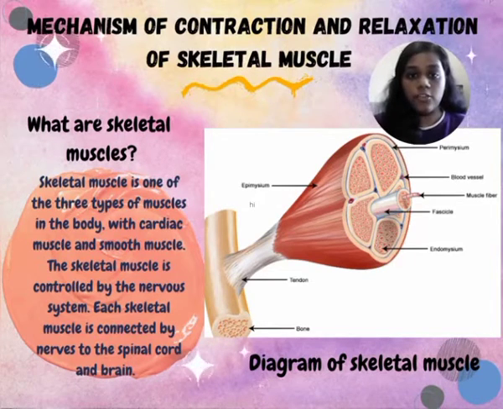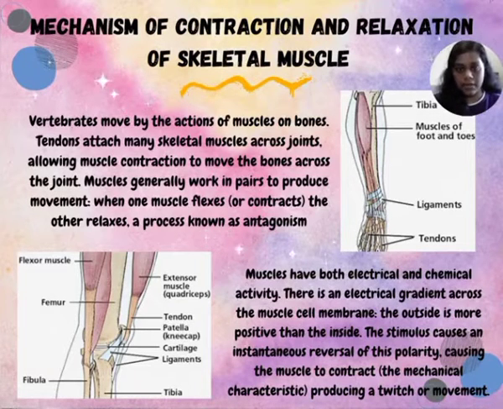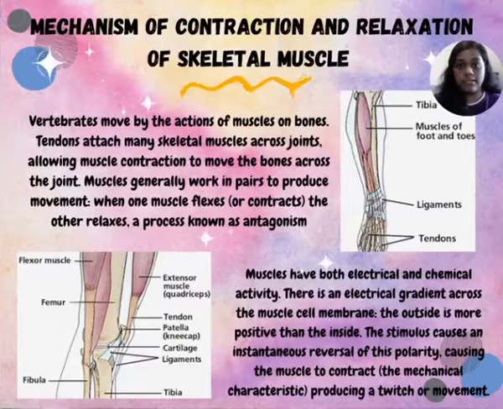Humans are an example of vertebrates. Vertebrates move by the action of muscles on the bones. This is where the skeletal muscle plays its part. Tendons attach many skeletal muscles across the joint. This allows the muscle to contract and to move across the joints.